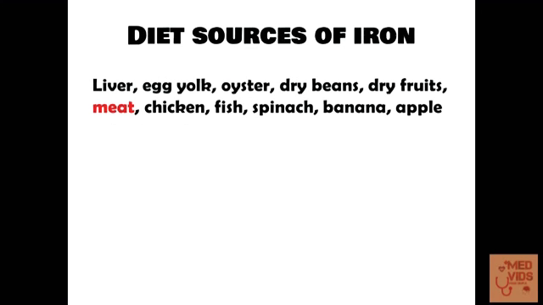These are some of the common diet sources which are rich in iron. This includes liver, egg yolk, oyster, dry beans, dry fruits, meat, chicken, fish, spinach, banana, apple. The best source of iron is meat. That's because it is rich in heme iron. Okay, so heme iron is the most easily absorbable form of iron. If the patient is a non-vegetarian, you must advise them to take lots of heme iron sources, like meat and all that, so that it will replenish the iron stores even more easily.